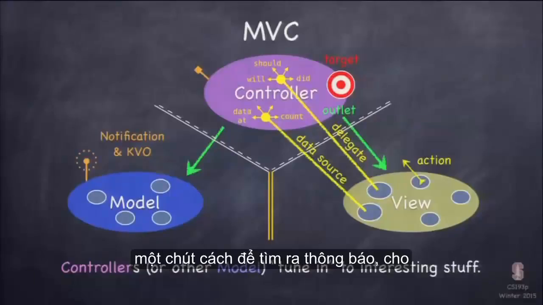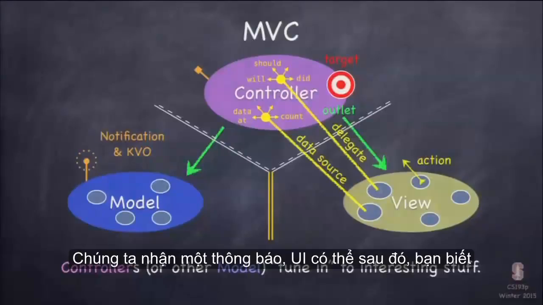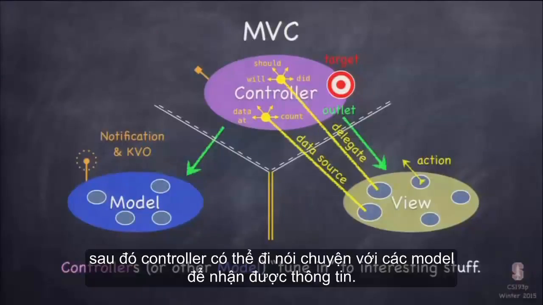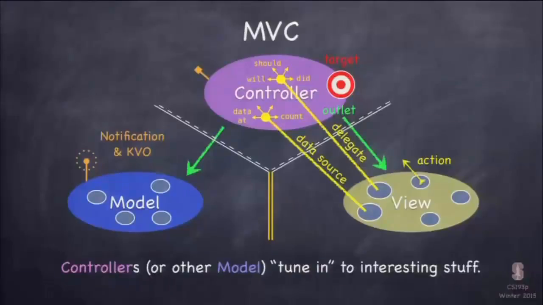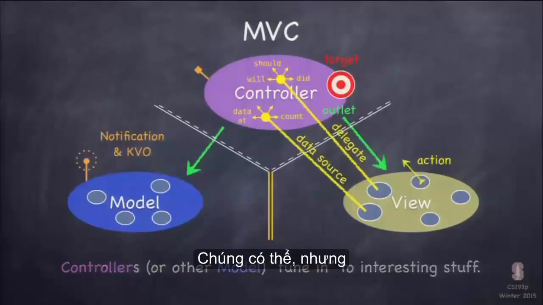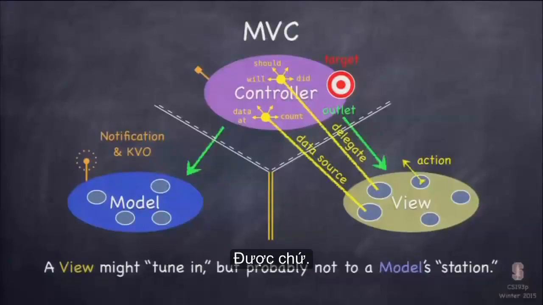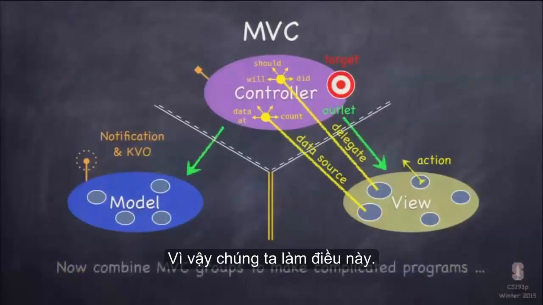So towards the end of the quarter, we'll start seeing how to do notification to find out, for example, if the data in a database changes. We'll get a notification. The controller can then go talk to the model to get the new info. Some people have asked, can a view tune into the radio station? They probably could, but you probably wouldn't want to do that. That would probably be a violation of MVC. All right, so we do this.